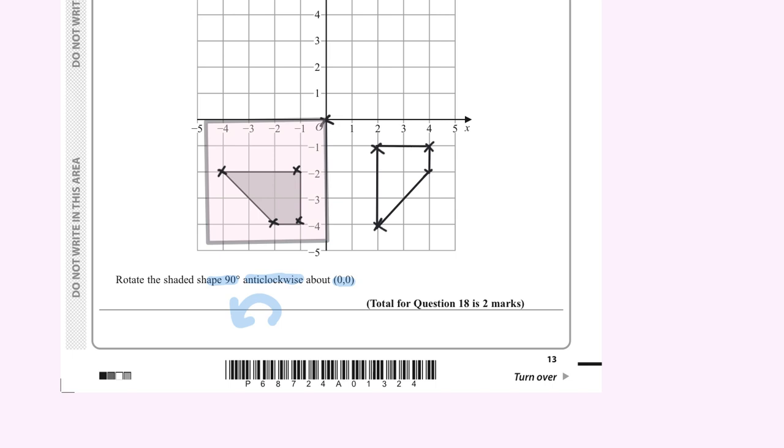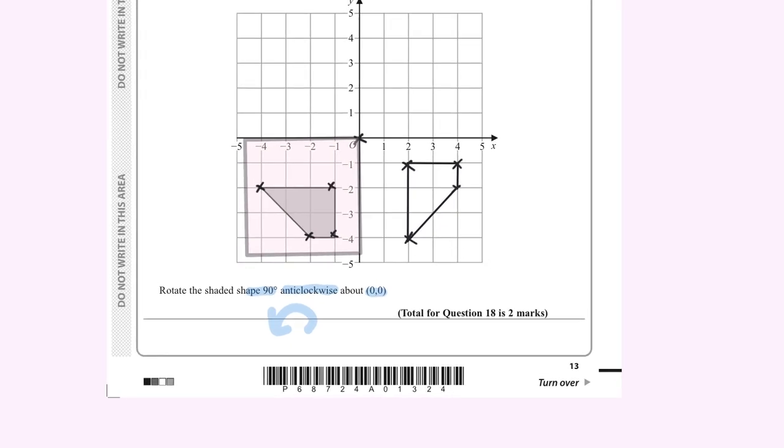Alright, and now that's been rotated 90 degrees anti-clockwise, about 0, 0.